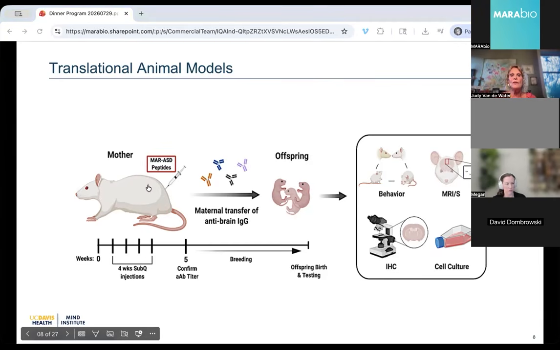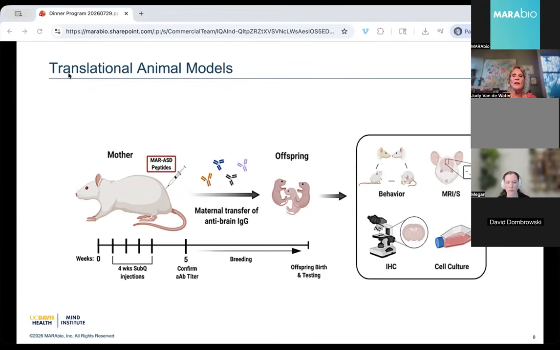And we took the MAR-ASD peptides that we determined what the epitopes were that the clinical samples were binding to on each of these proteins, and we used those to create our animal model. So we immunize them before they're ever bred, and we know that at the time of breeding, there's no inflammation left. There's no inflammation in this model. This is not a MIA model. This is solely based on the transfer of these autoantibodies from the maternal into the fetal space.